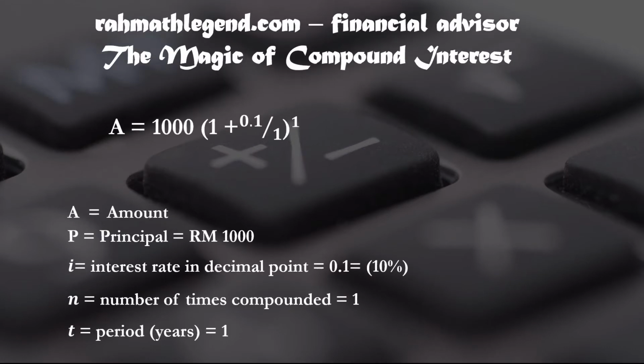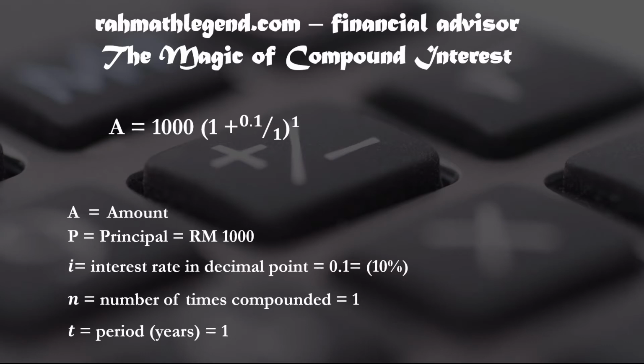All right. Okay. Just say that you are investing 1,000 ringgit as your principal amount to an instrument that gives you about 10% a year. That means your I is 0.1. It is in decimal points. 10% means 10 out of 100. If you put that in the calculator, it'll give you 0.1. And N is the number of times it is compounded. Usually it's one per year. And T, for the sake of this example, let us use T equals 1.